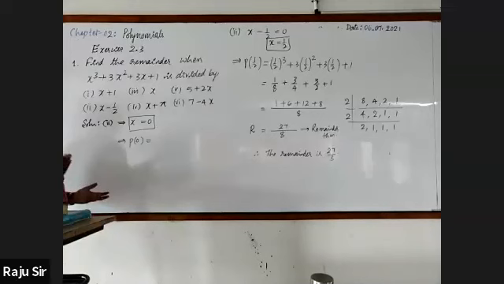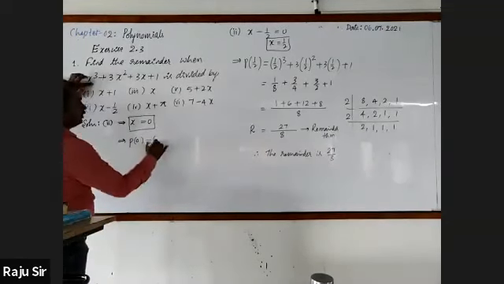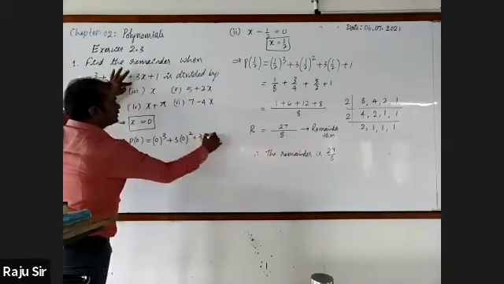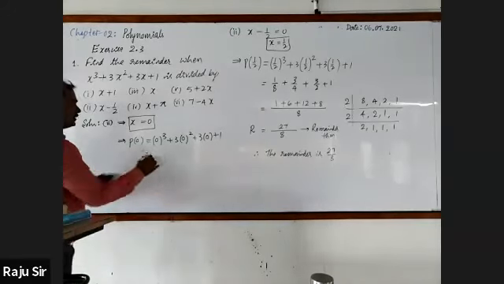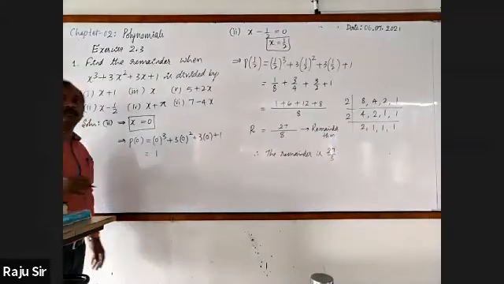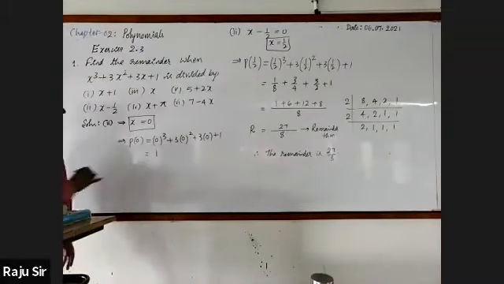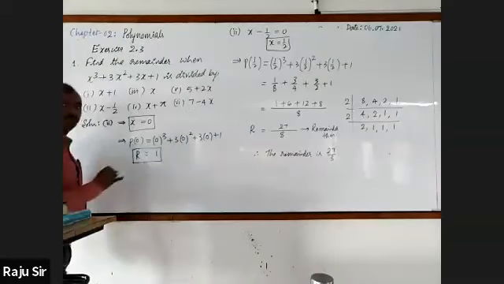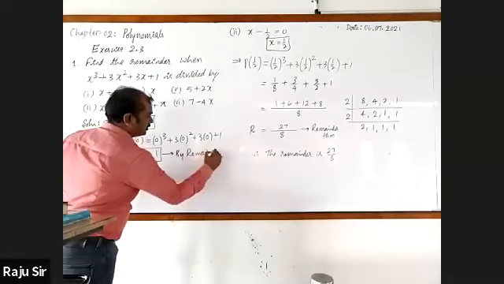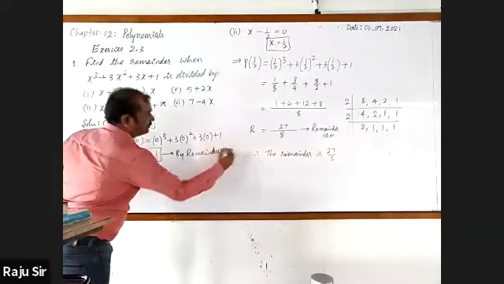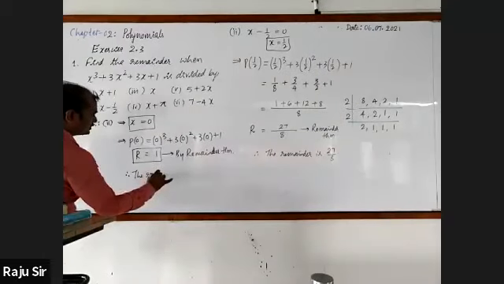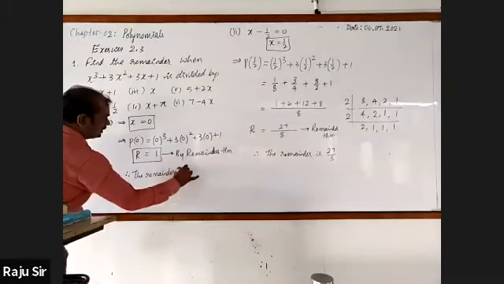It's simple to understand also. P of 0 is equal to 0 whole cube plus 3 into 0 whole square plus 3 into 0 plus 1. Now this is 0, 0, 0 plus 1, which is just 1, the remainder R equal to 1, by the remainder theorem. You may write the conclusion. Therefore, the remainder is 1.